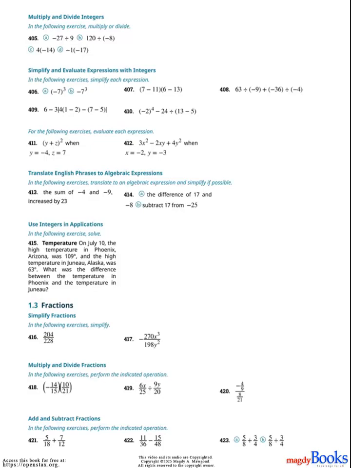1.3.2. Multiply and divide fractions. In the following exercises, perform the indicated operation. 418. (−14/15) multiplied by (10/21). 419. 6x/25 divided by 9y/20. 420. −4/9 divided by 8/21.